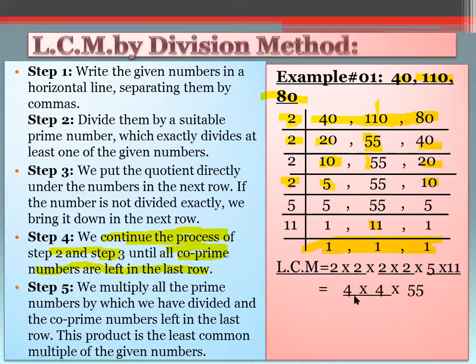So 2 multiplied by 2 will become 4, 2 multiplied by 2 will become 4, and 5 multiplied by 11 will become 55. So again, you will make the pair here to make your calculation easier. So 4 multiplied by 4 will become 16, and then you will multiply the 16 by 55. And here you will get your LCM, 880, by multiplying all these factors. Okay, so this is the method that we call LCM by using the division method.